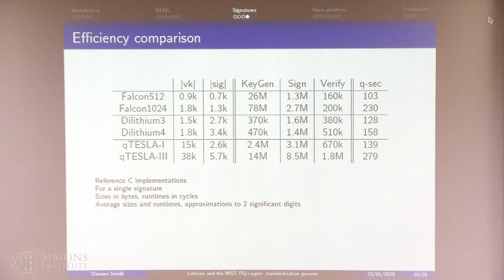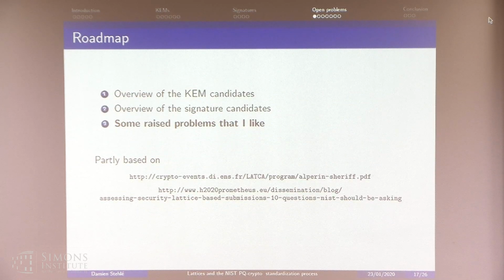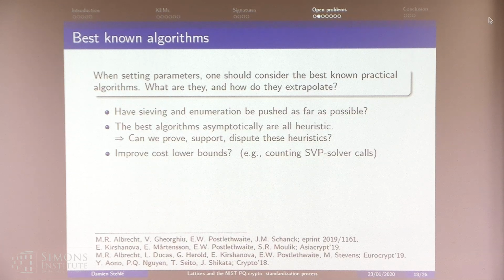So I move on to a list of problems that I like. It's partly based on a talk that was given by Jacob Alperin-Sherif via a video conference at a workshop in Italy a couple of years ago, and on the blog post that Leo and I wrote also some time ago. So it could be seen as some kind of updated version of this list of problems.